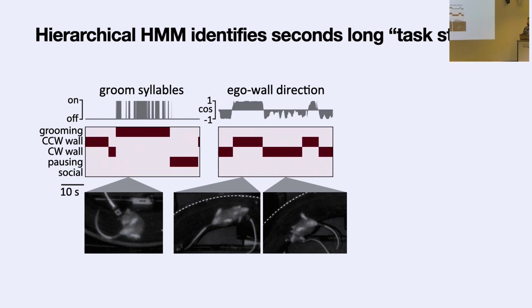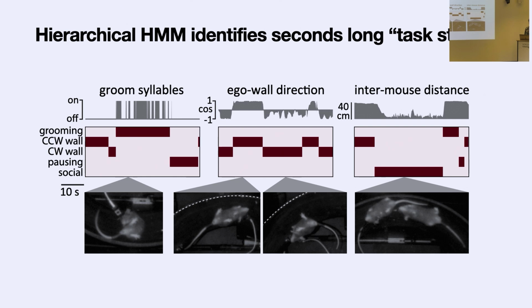I'll also be referring a lot throughout the rest of the talk to this egocentric wall direction variable, which is just a quantification of whether the wall's on the left or the right side of the mouse. There's also a state for social exploration. Here is the distance between the two mice, and you can see during this period in which the mice are interacting, the social interaction state is occurring. And there's also a pausing state that I'm not showing.